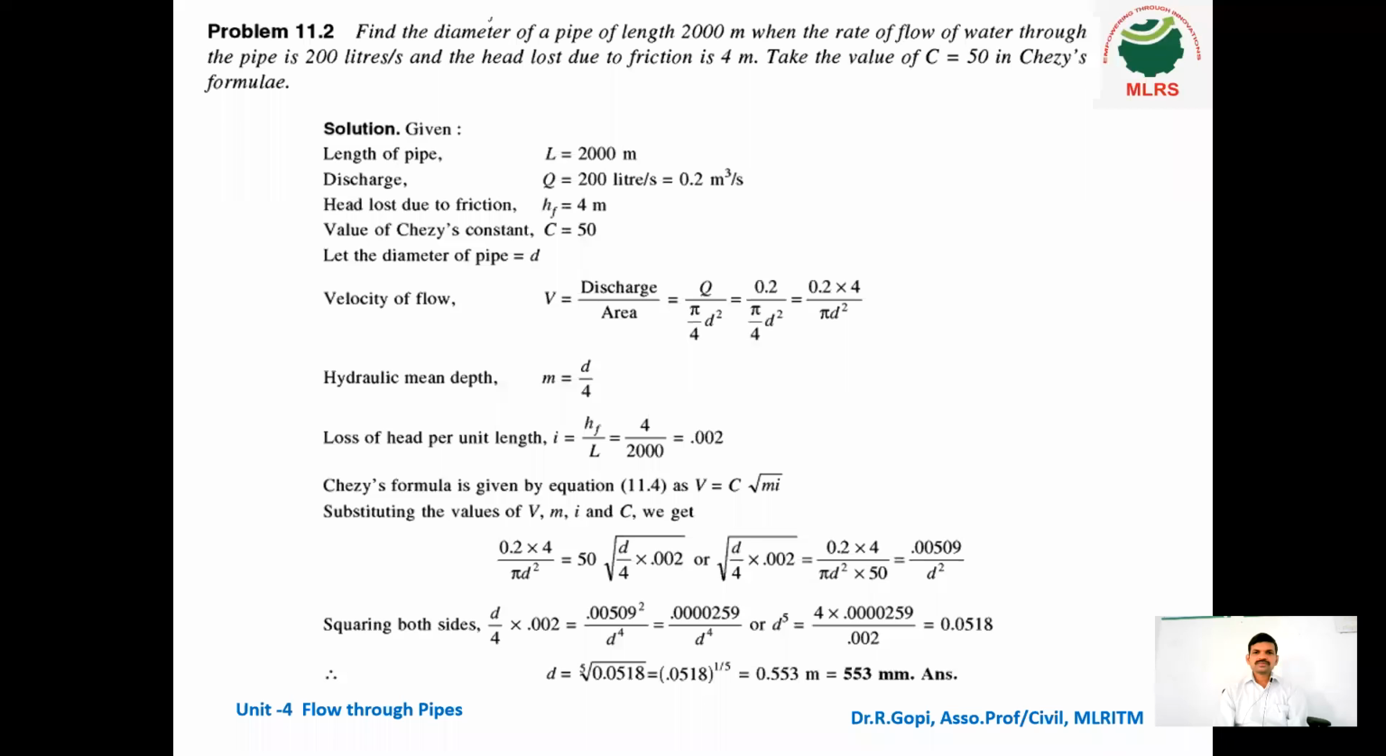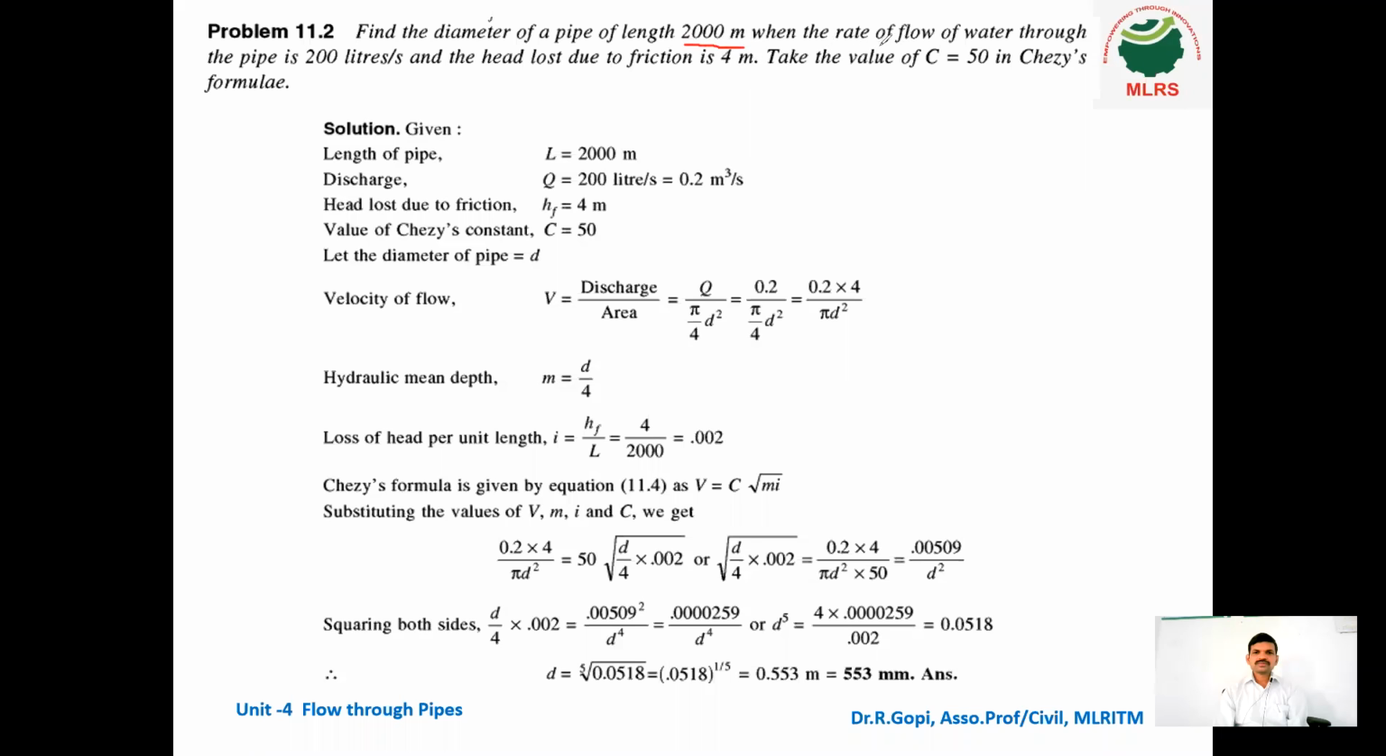Now, in which formula is D hidden? In the m formula. m means hydraulic mean radius. From that hydraulic mean radius formula, we know that the formula is D by 4. So the diameter is hidden in the hydraulic mean radius formula. Let us see the problem. This is the outline of the problem. Now let us see the problem. Find the diameter of a pipe of length 2000 meter.